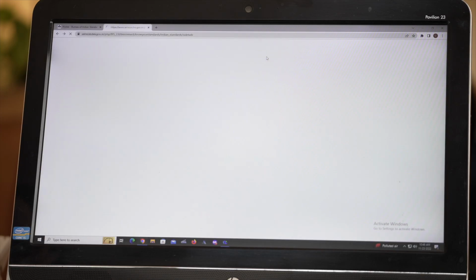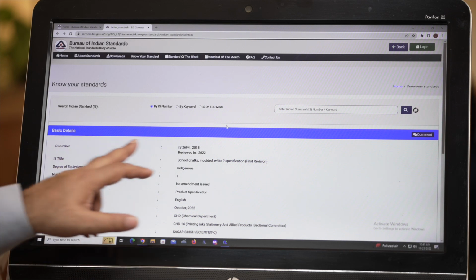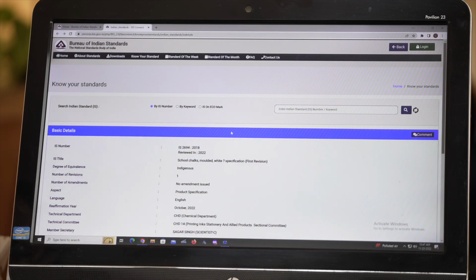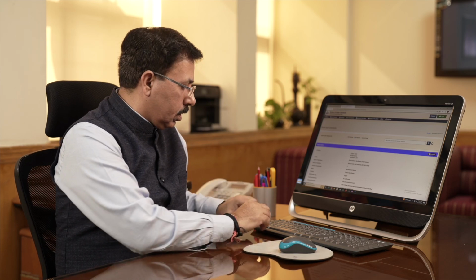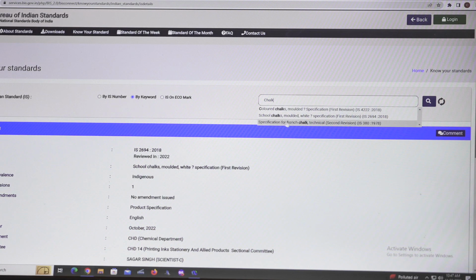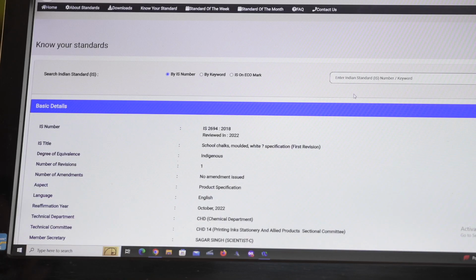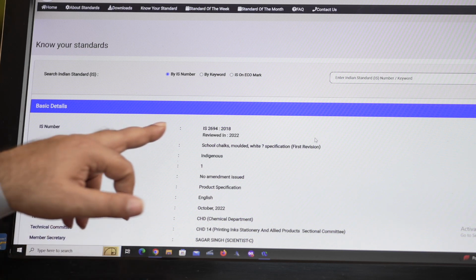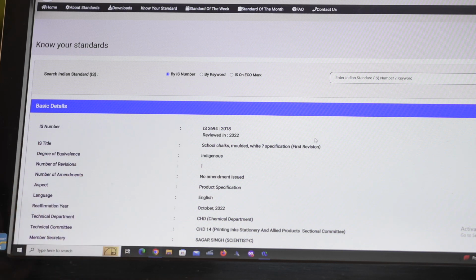So you click here, it takes us to this page, and you can search for any standard. You can see it is written here by keyword. So I press here by keyword, and let us take a very simple product which you people use every day, that is chalk. So let me write chalk here, and there are 3 standards on chalk. It says school chalks. So when I say school chalks, it gives me all the details about this standard. This is the number of that standard, IS 2694.